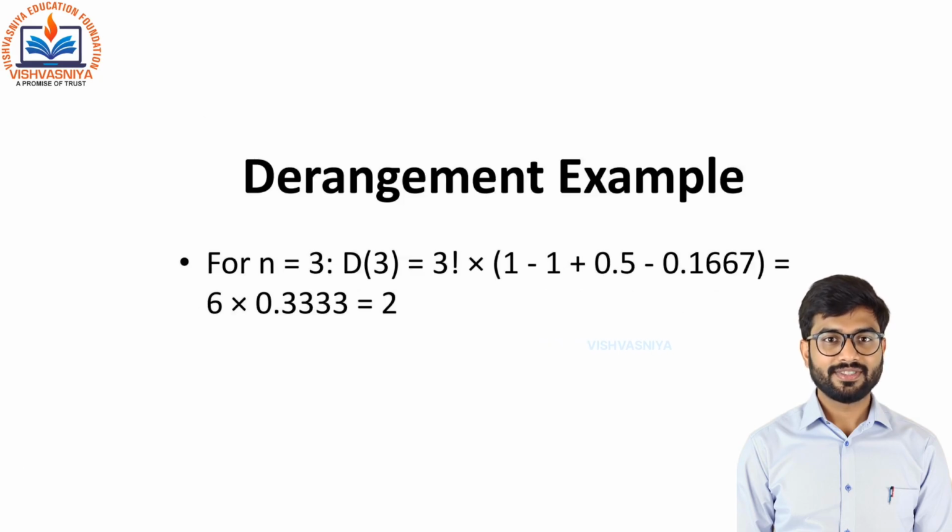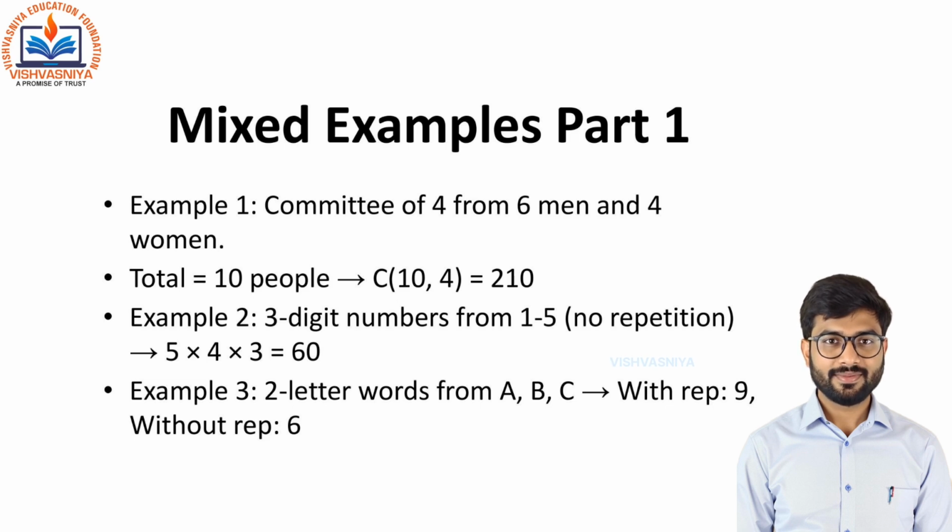For n equals 3, D3 equals 3 factorial into 1 minus 1 plus 0.5 minus 0.1667 equals 6 into 0.3333 equals 2. Answer: 2 ways. Let's understand this with an example.